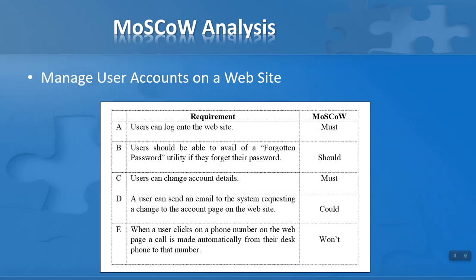And finally then, requirement E is when a user clicks on a phone number on the web page, a call is made automatically from their desk phone to that number. That might be something useful to have, but for now, we're not going to implement this requirement. So we're going to put this down as a won't. We mightn't do it at all, or we might do it at a later stage.